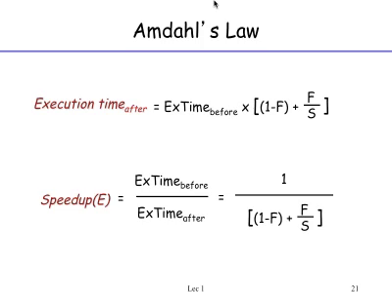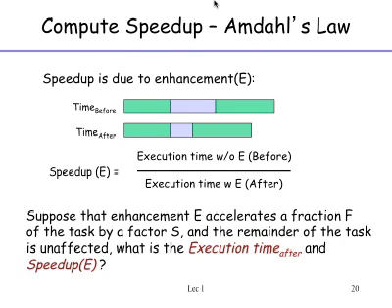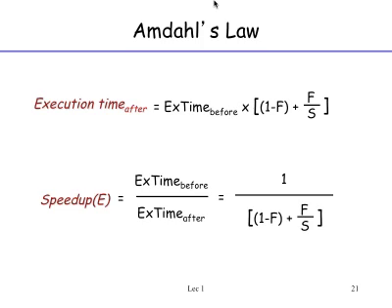Can you just go back to the question? Yes. Go back to the question. So we accelerate a fraction of the task by a factor S. So that fraction is going to be fraction over S. That's the new time for that part of the workload.